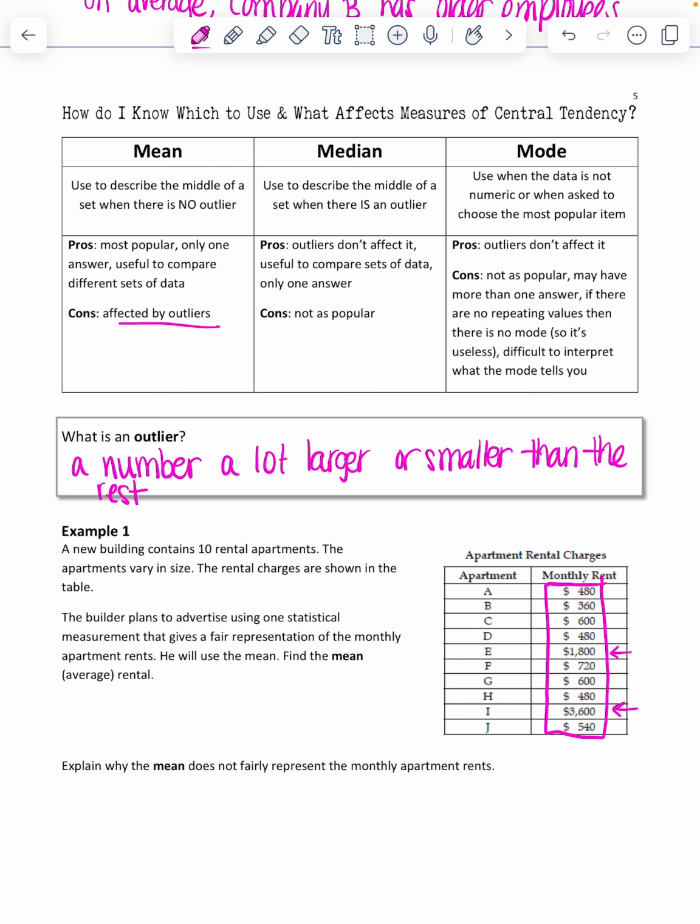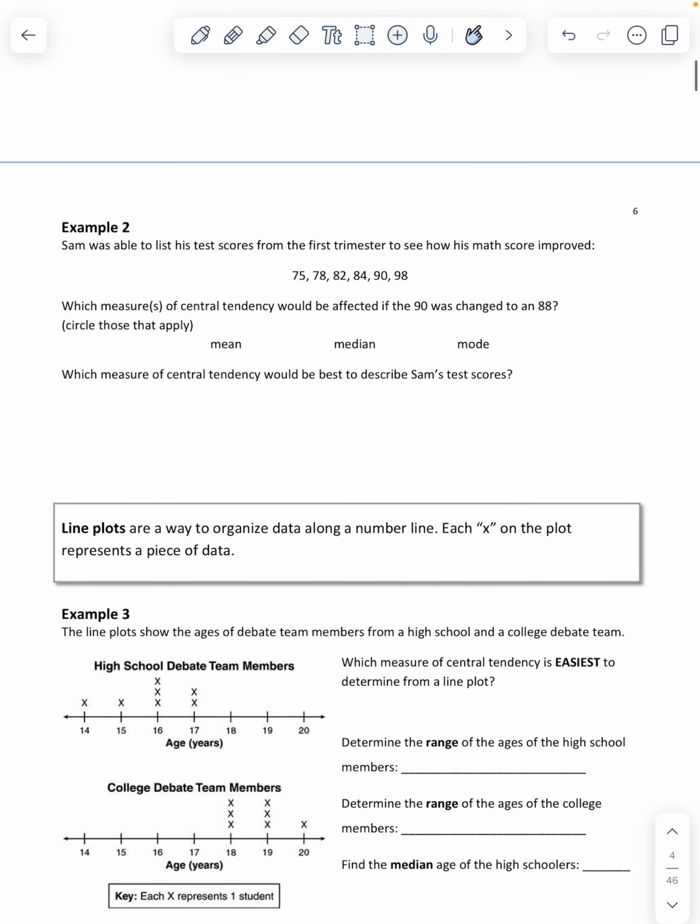But if we look at the other numbers, they're all just in the hundreds: 480, 360, 600, 480, 720, 600, 480, 540. So they're all 700-ish or less a month. And then we've got this big 3,600 and also the large 1,800, which significantly pulls the mean up. So sometimes the mean does not fairly represent data because of outliers. That's what this problem is trying to get us to understand.